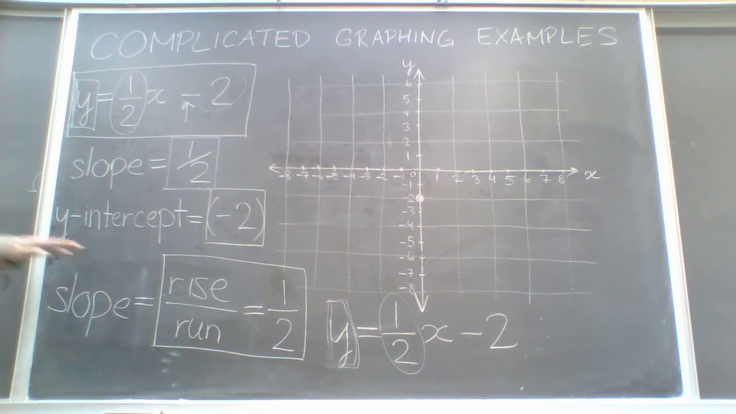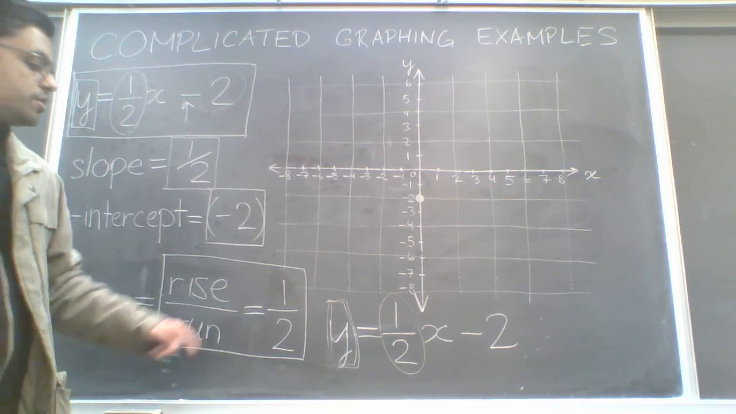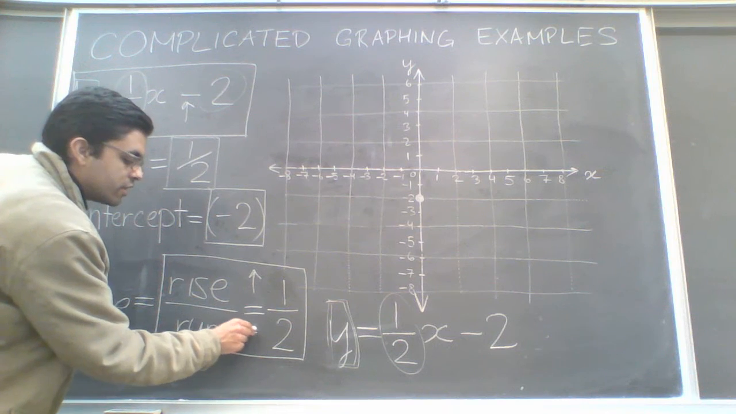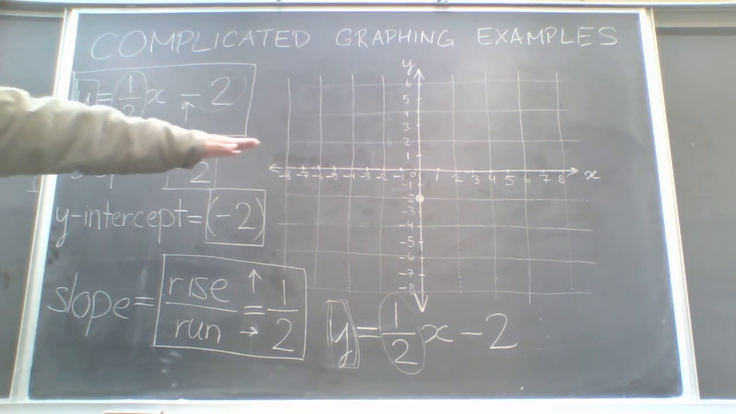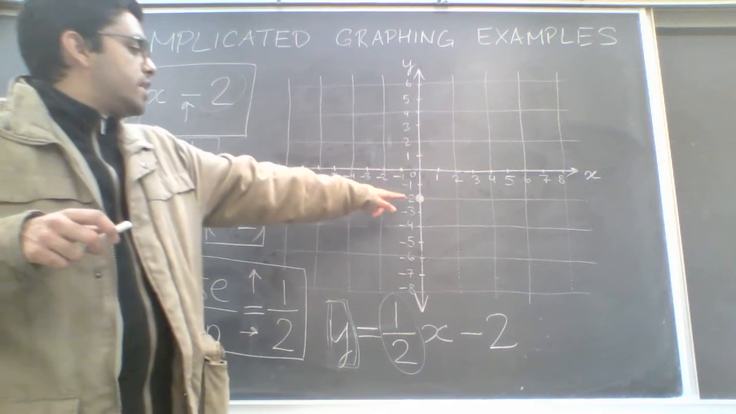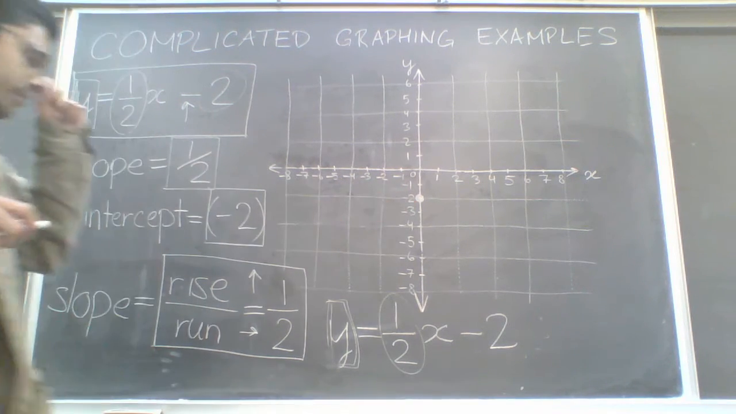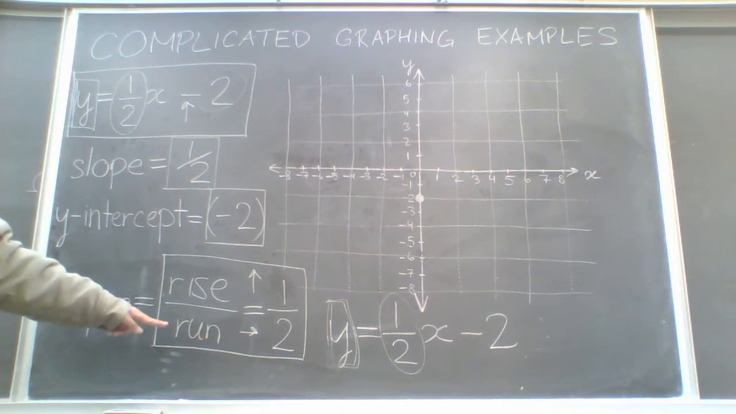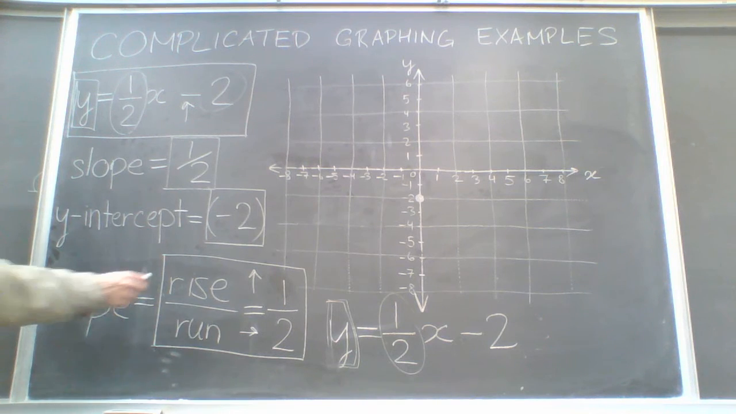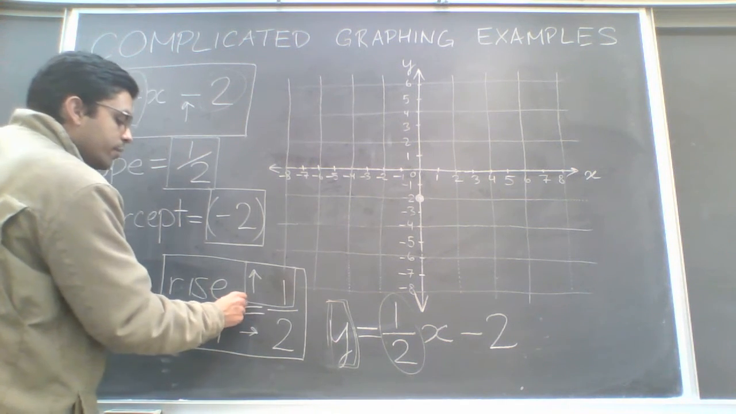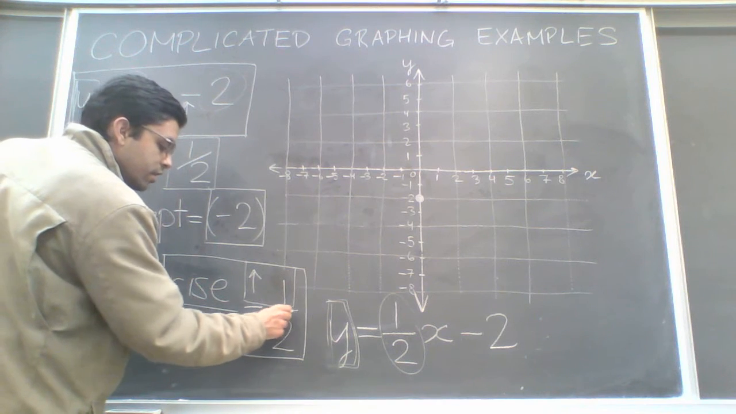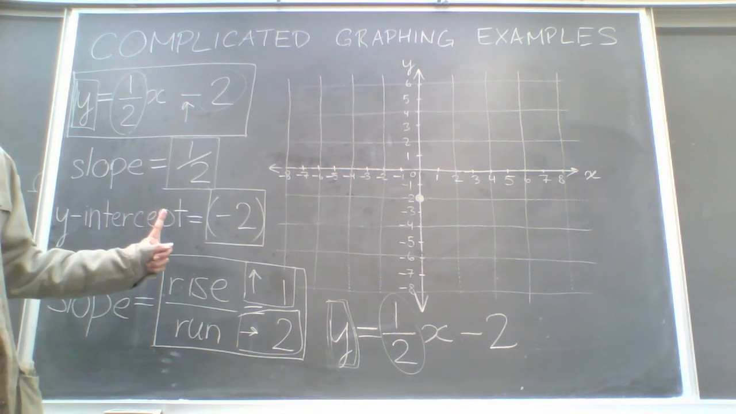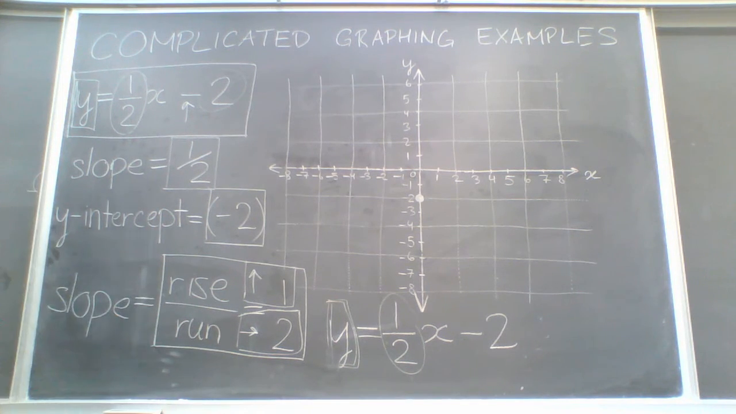So the way this works is the numerator tells you how many units you have to go up, and the denominator tells you how many units you have to go to the right from your first point on the graph. So we've already got a point sitting here at 0, -2, and now we need to use this information to plot our next point. What this is telling us is for every unit we move up, we need to move over 2 units. That's what we're being told here. So for every unit we move up, we have to move over 2 to the right.